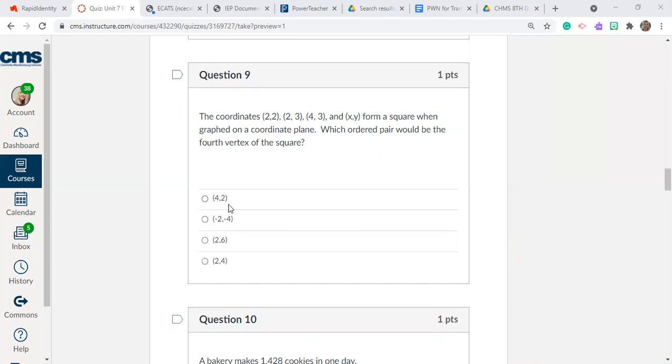Point 4, 2, point -2, -4, point 2, 6, or point 2, 4. Again, go ahead and graph this out to solve. You want to find what that fourth point would be to make a square.